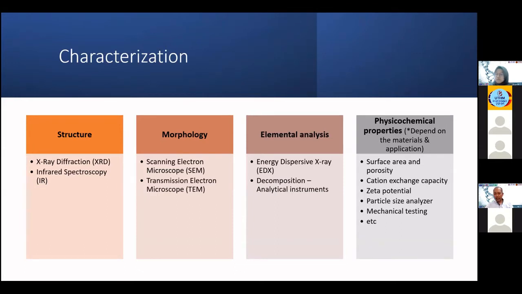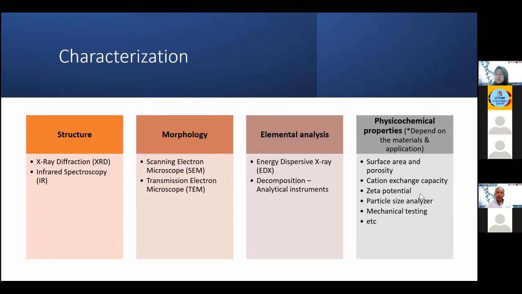Zeolite is aluminium silicate, and it has a crystal structure and an ion exchange capacity. So the important physical chemical properties for the zeolite are the surface area and porosity, ion exchange capacity, zeta potential, particle size analyzer, and mechanical testing. So those are examples of the physical chemical properties.